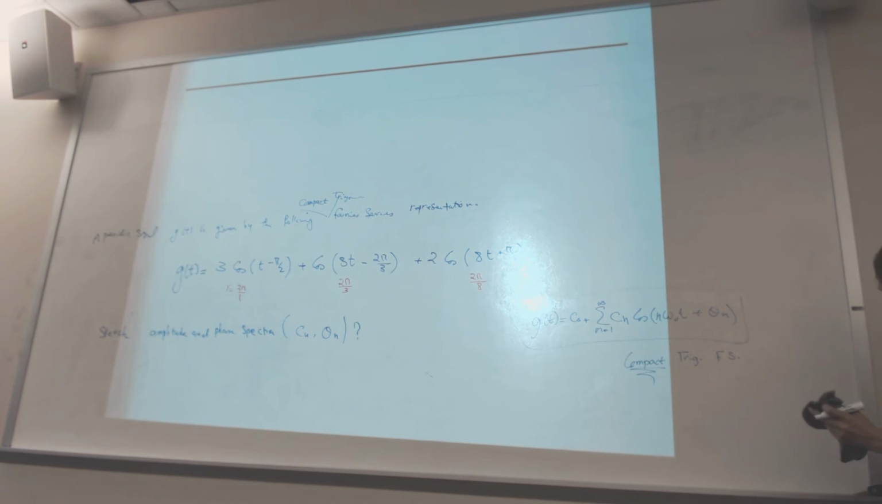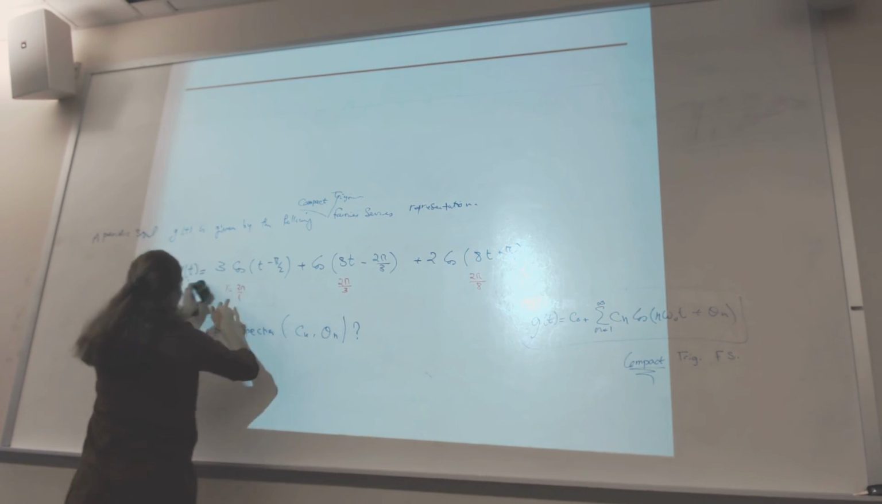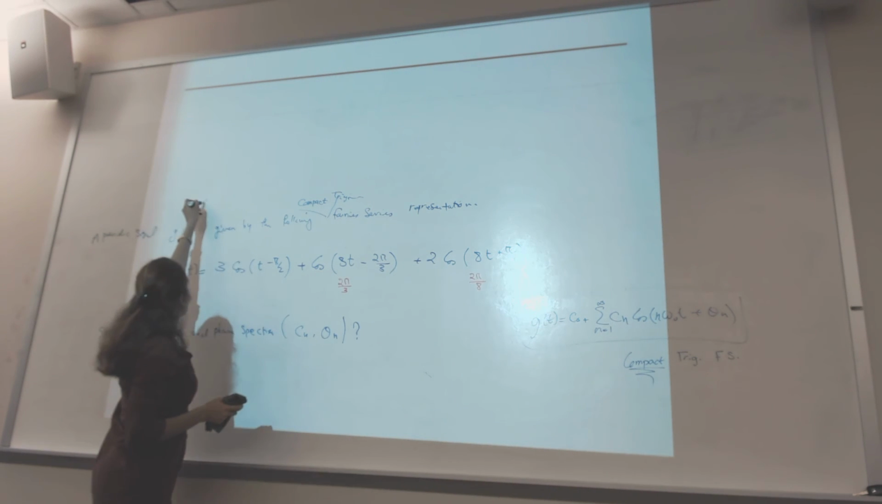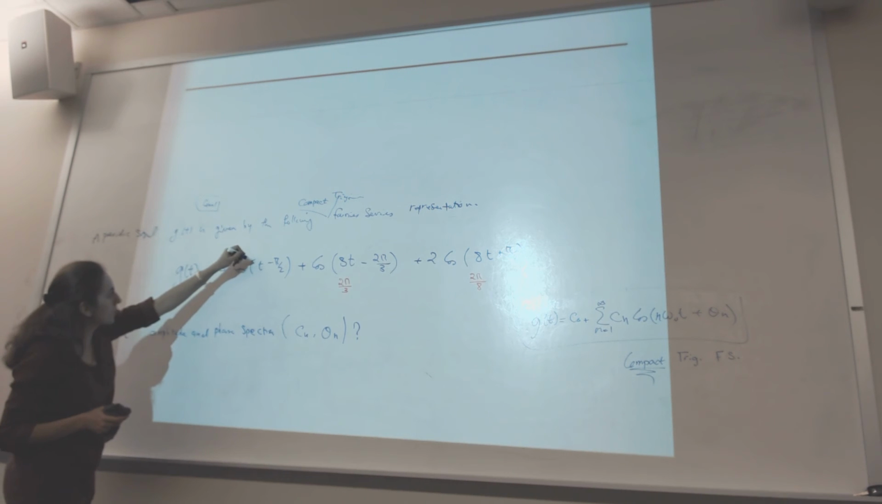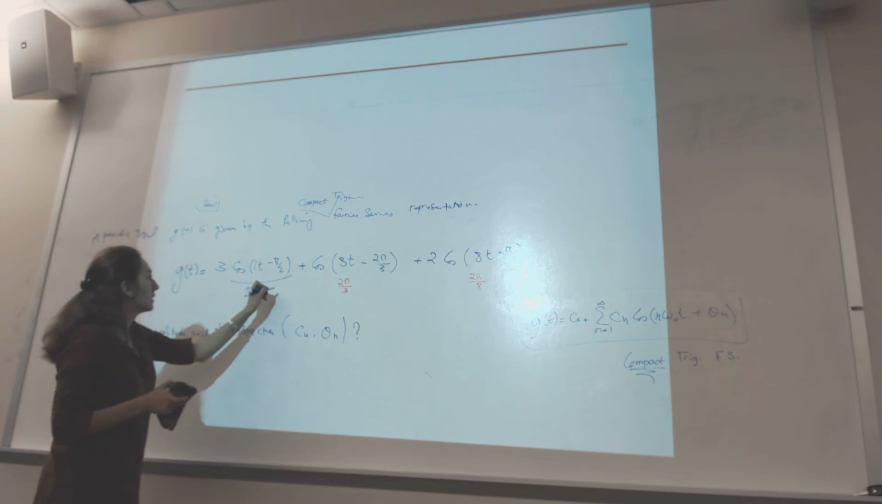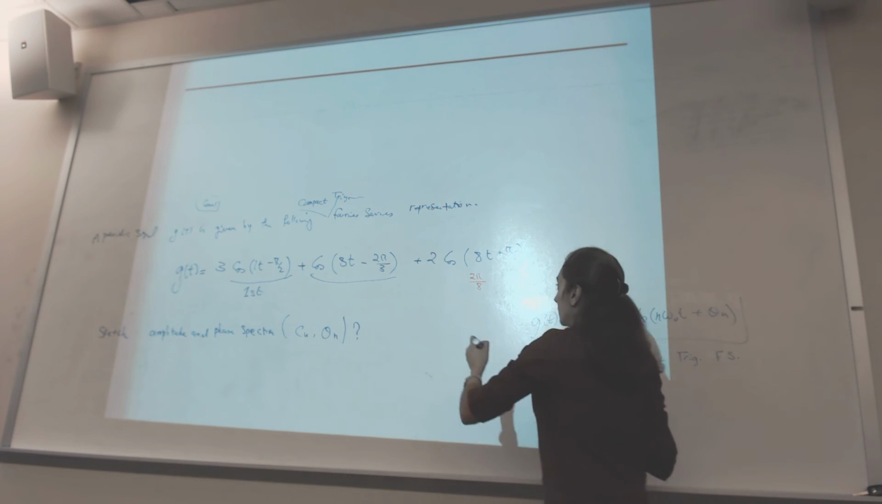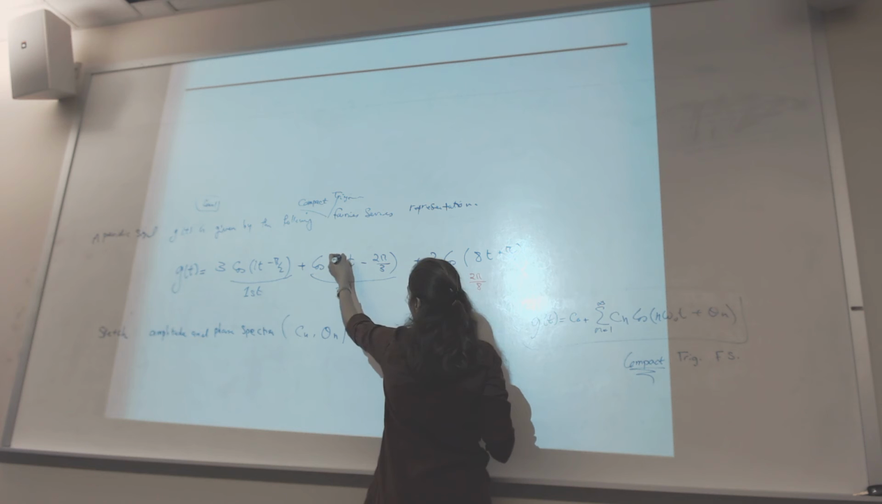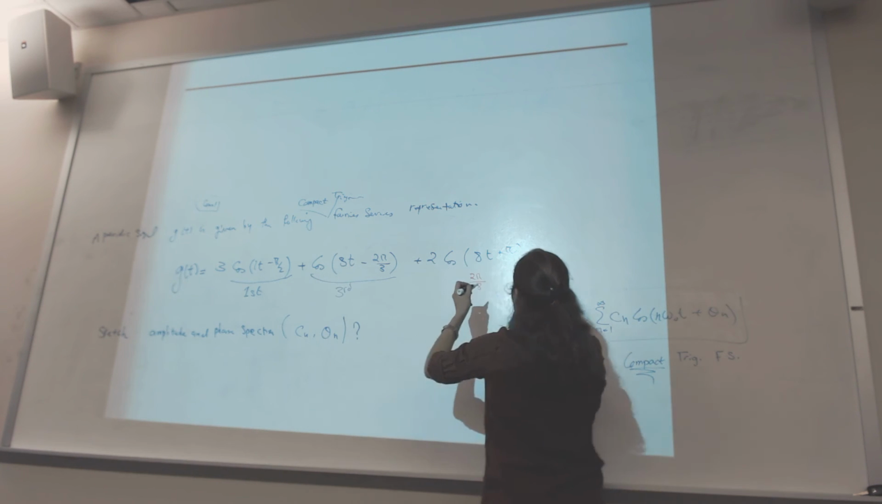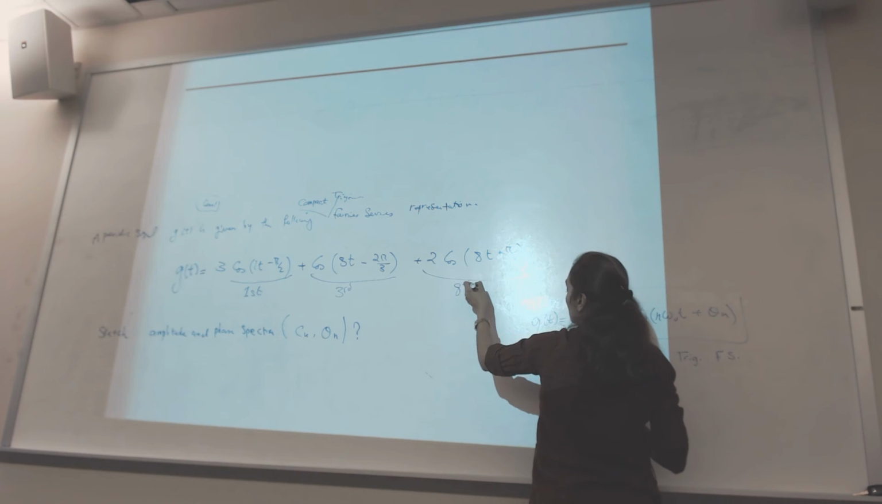So let's look at the harmonics. If omega naught is 1, this is omega naught, so omega naught is 1. So this is the first harmonic. Which harmonic is this? Third harmonic, because it's 3 times omega naught. And how about this one? This is 8. Okay.